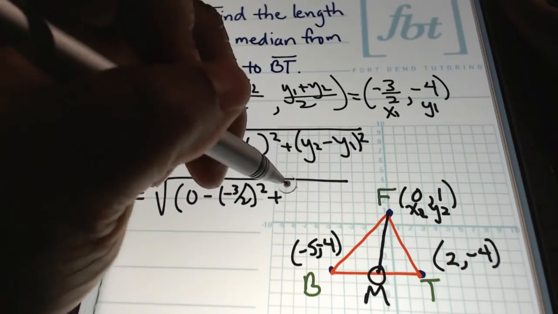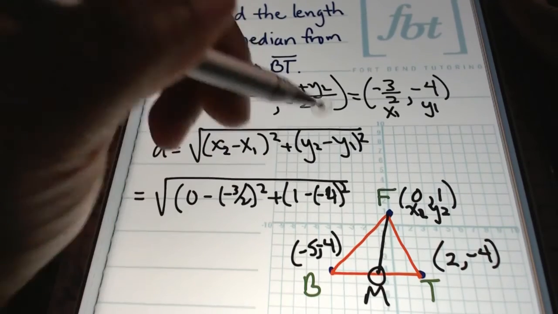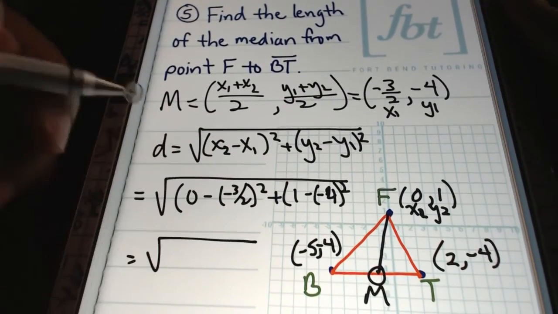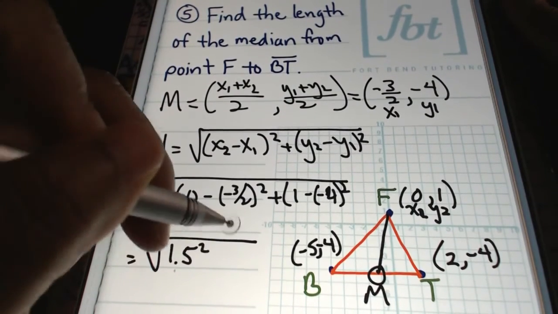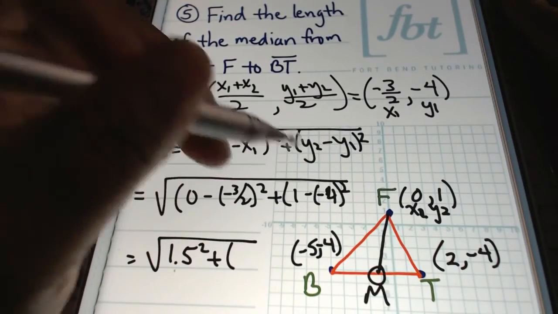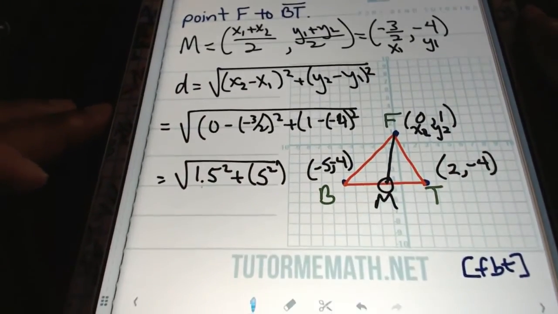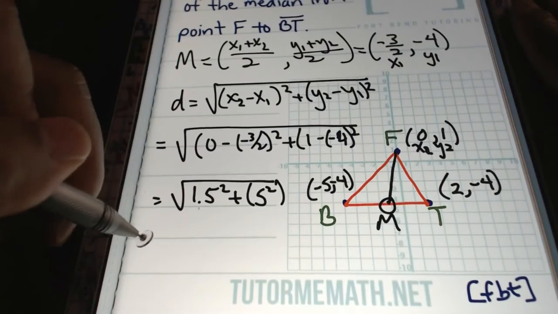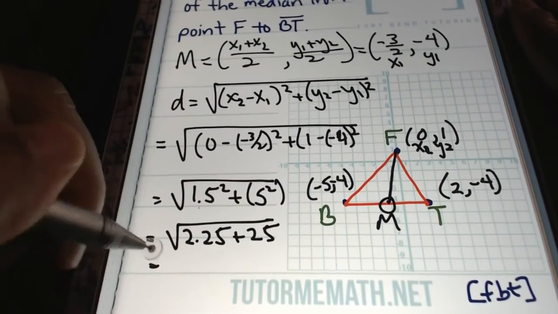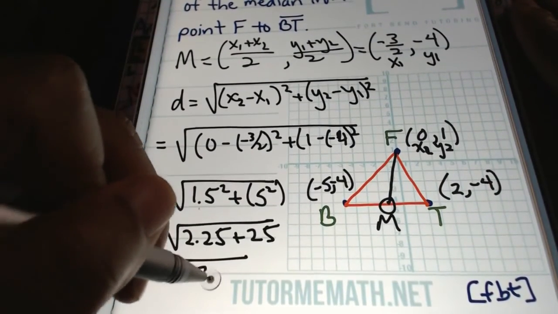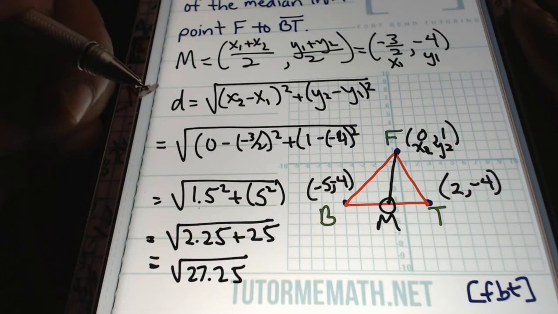And then we'll add to that our y2 value, which is 1, minus our y1 value, which is negative 4, and square that as well. So simplifying this is going to be a positive 1 and 5/10 squared plus 1 plus 4. 1 plus 4 is going to give us 5 squared here. All right. And so now that we have this, you'll end up with 2 and 25/100 plus 25. You'll end up with the square root of 27 and 25/100.